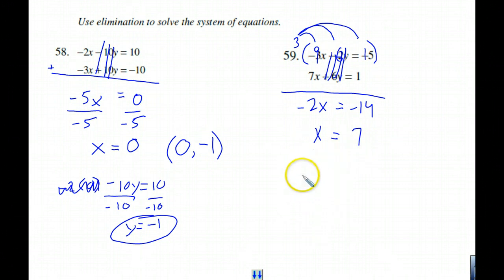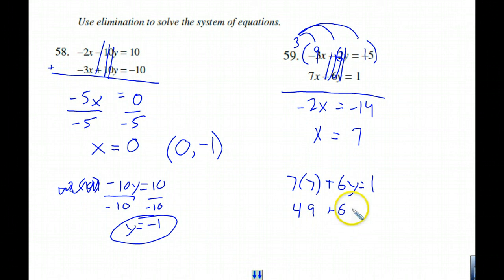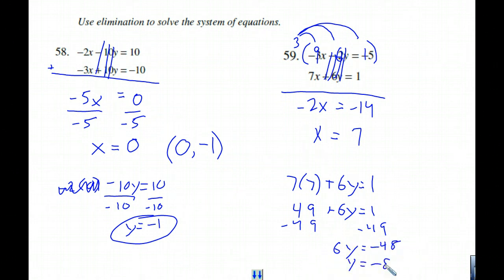Plugging into either equation to find y, we have, let's see here, 7 times 7 plus 6y equals 1. We have 49 plus 6y equals 1. Subtract 49 from both sides. So 6 times what equals negative 48? And that would be 6 times negative 8. So we have 7 and negative 8 in alphabetical order.